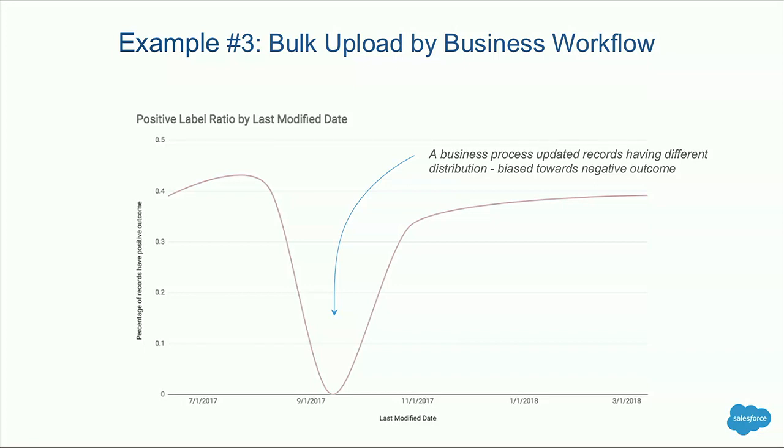And so here, the ratio is pretty consistent, 40%, except something terrible happened around 1st of September of 2017. A business process updated a bunch of records, and almost all of them have negative labels. If you feed this into your machine learning algorithm, it would think that your last modified date has a superhuman predictive power, which actually is not true.